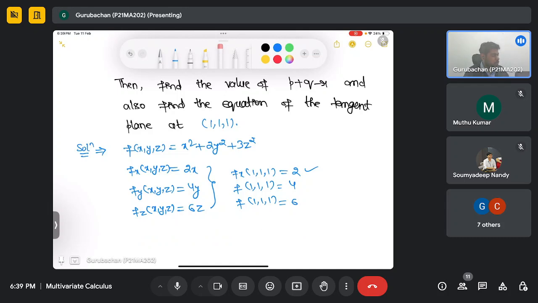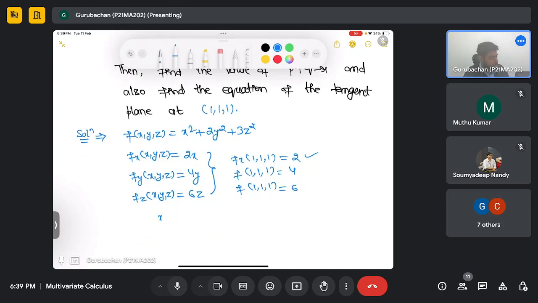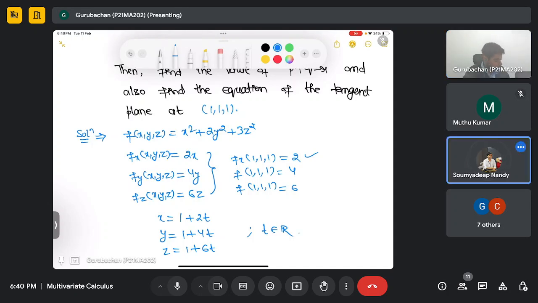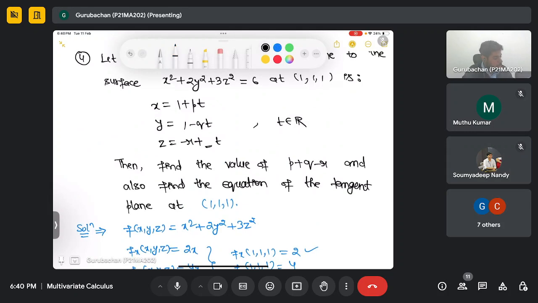So I will write it again. We have to focus on the normal line. The normal line is (x minus 1) divided by 2, and x is equal to 1 plus 2t, y is equal to 1 plus 4t, z is equal to 1 plus 6t. Are these values correct? Somebody can cross verify. Yes, sir. Okay.